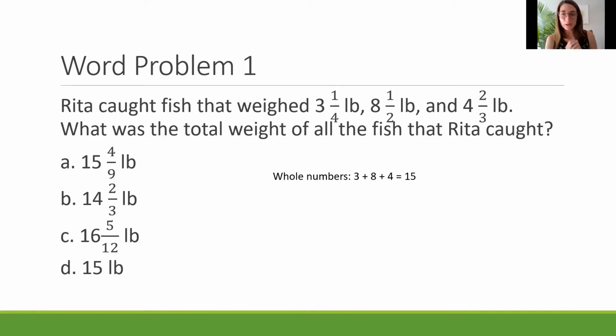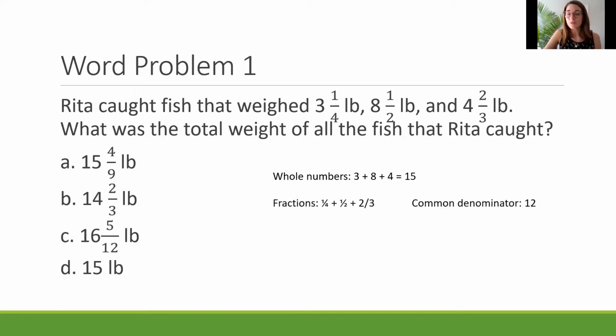Now, if I look at my multiple choice options, I will see that there's one of them that's below 15. I already know that's not going to be an option because this is just the beginning of my addition. I still have more to add to this. So option B, 14 2/3, is not going to be an option for me. And I can even get rid of option D because I know there's still more being added and my final answer can't just be 15 pounds. That leaves me with just letter A or letter C. Right away, just by doing a quick bit of math here, I can give myself way better chances of getting the right answer.